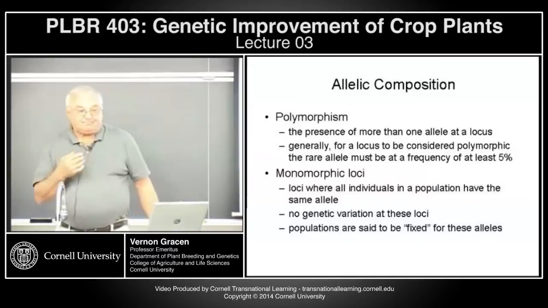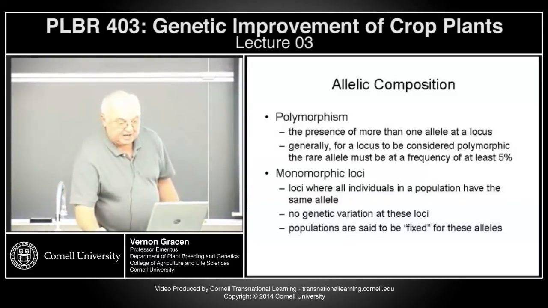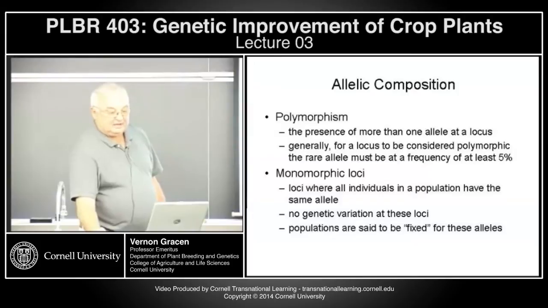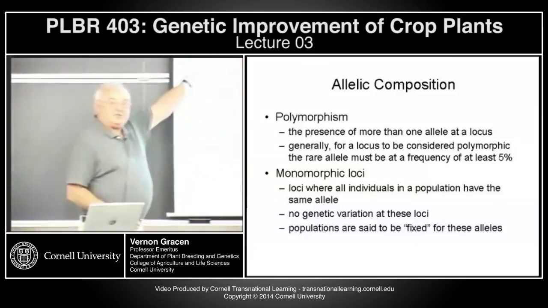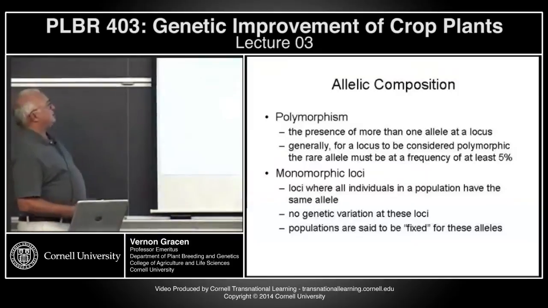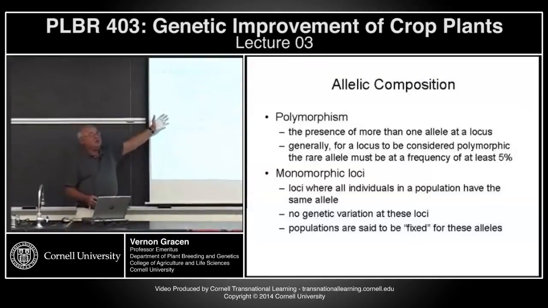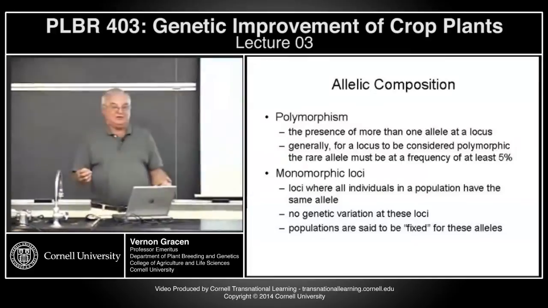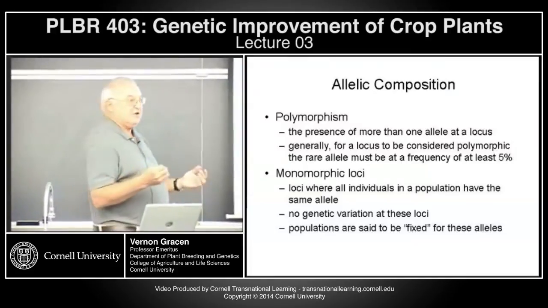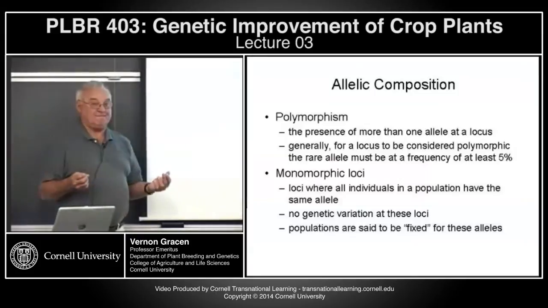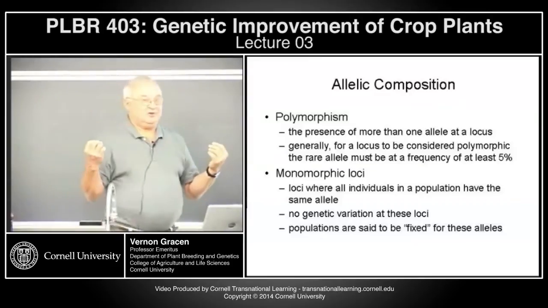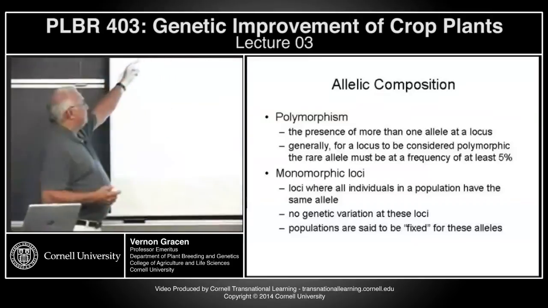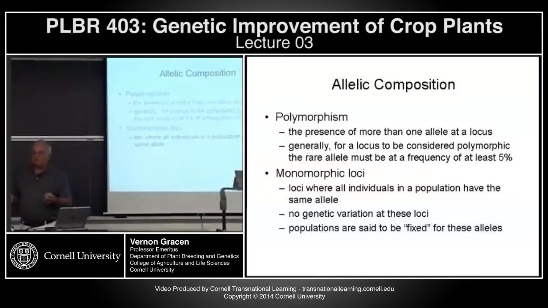All right? When we talk about genes and populations, polymorphism means more than one allele at a locus. And generally in population genetics, a rare allele must have a frequency of at least 5%, and we just can't measure it. Whereas in molecular genetics, we can look for levels of polymorphism probably as low as you want to go.